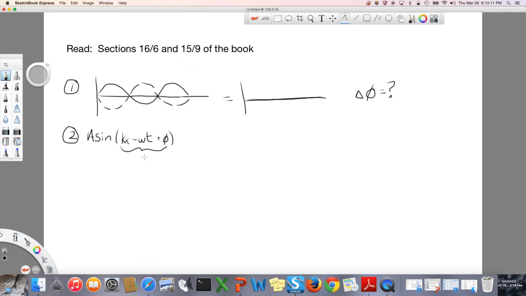Remember, we called this whole thing the phase. How could I get different phase differences? What would I need to change? And then third of all, how does that explain the speaker demonstration that we had in class on Wednesday?